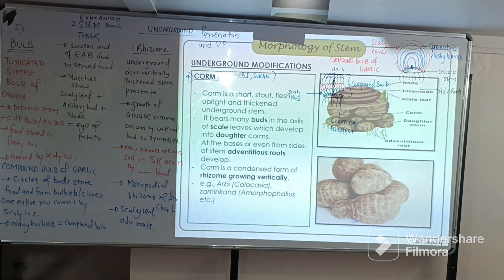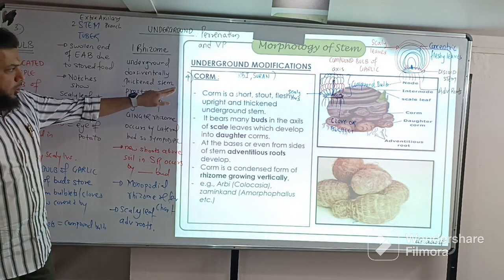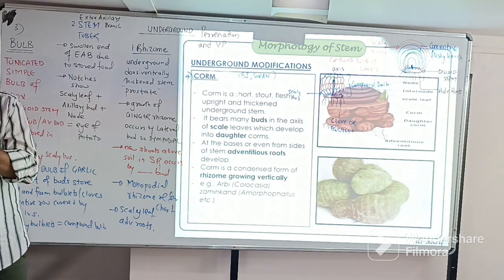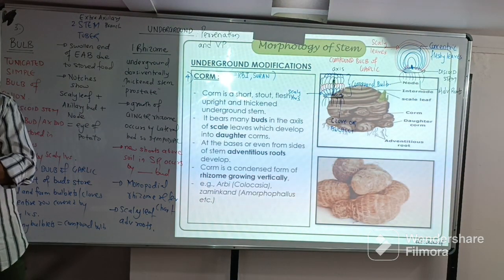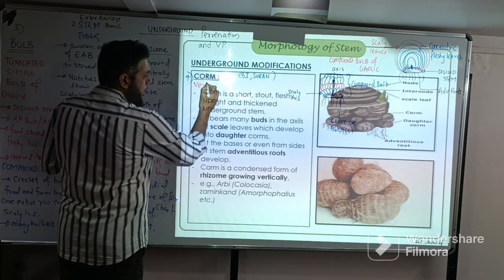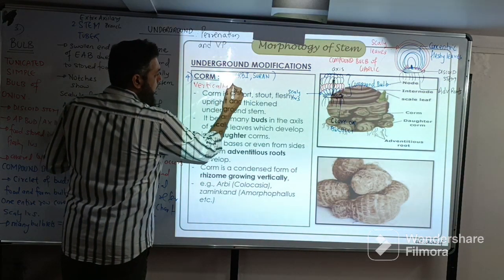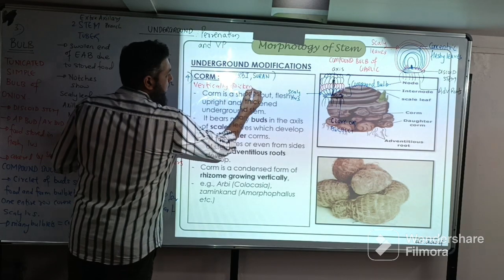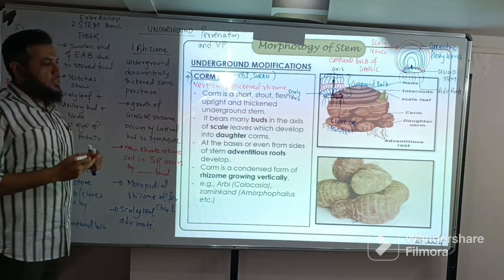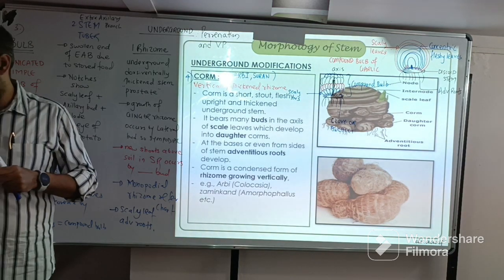So what is a corm? What's a corm? The easiest way to remember corm is it's a vertically thickened rhizome. What's the best way to remember it? It's a vertically thickened, what did I say? Rhizome. What's a corm? Vertically thickened rhizome.